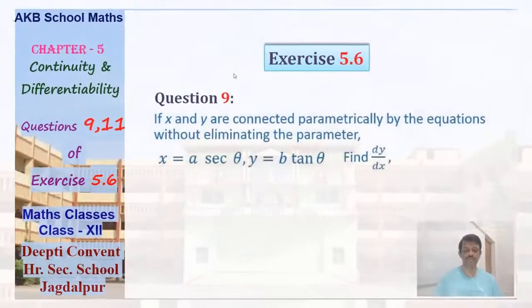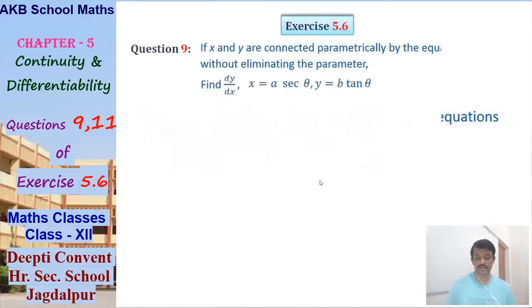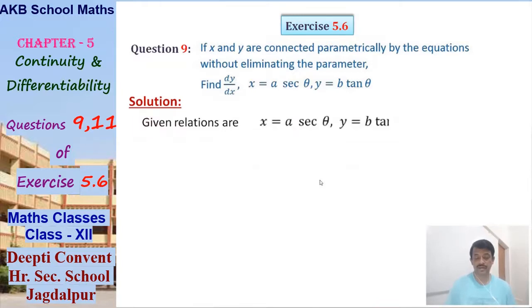Question 9 of exercise 5.6. If x and y are connected parametrically by equations without eliminating the parameter, find dy by dx. Here x equals a sec theta, y equals b tan theta. So let us solve it. Given relations are x equals a sec theta, y equals b tan theta.